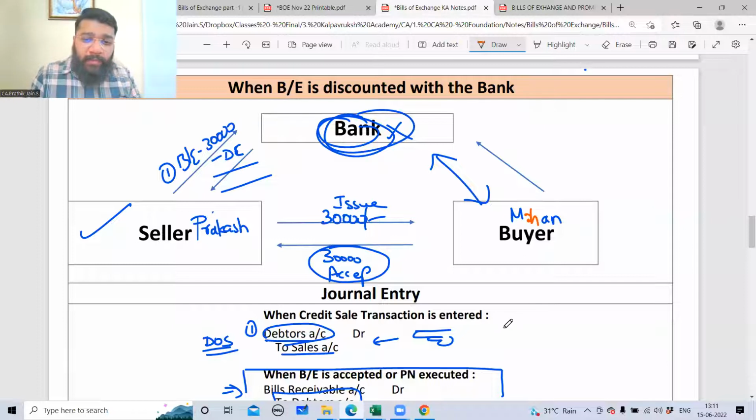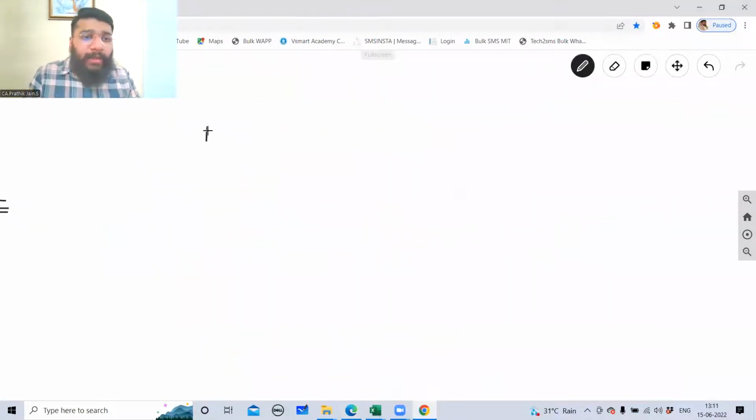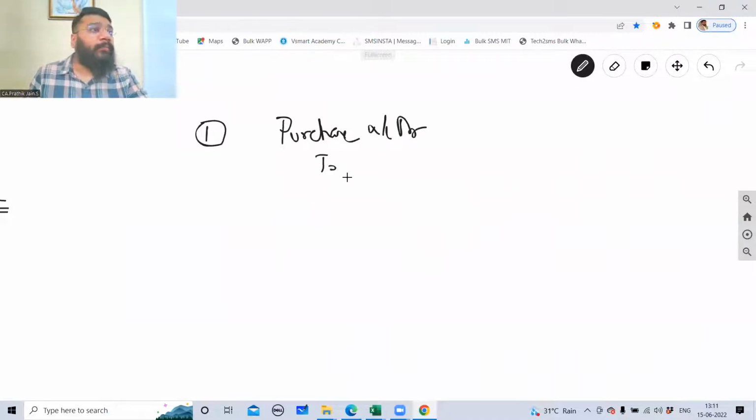So the first entry will be what? You don't have to write the entry, but I mean, this entry is not required, only for your knowledge. So purchase account debit to Prakash. And the purchase value is 30,000.